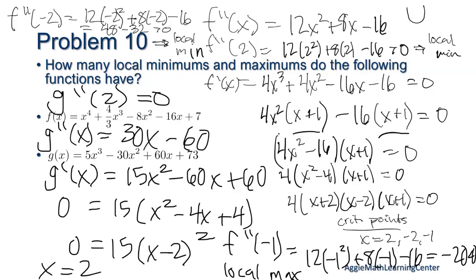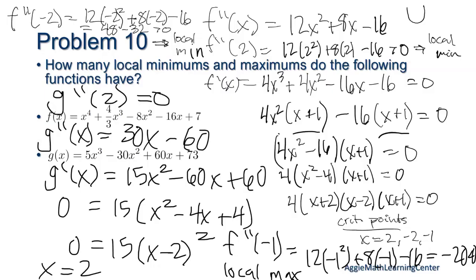So what do I do? Do I say it's a saddle point, kind of like a plateau, and it's not a local max or a min? Can I say that? No. Remember, if the second derivative is equal to 0, it's inconclusive. You can't say anything.